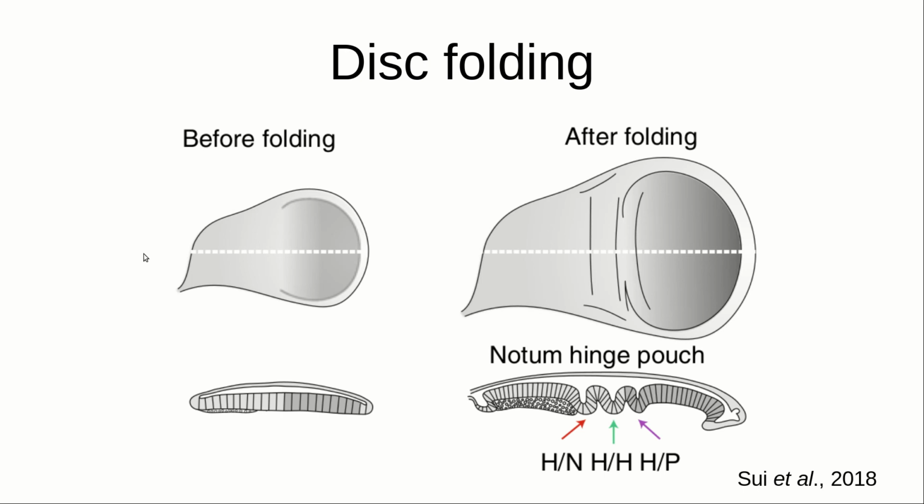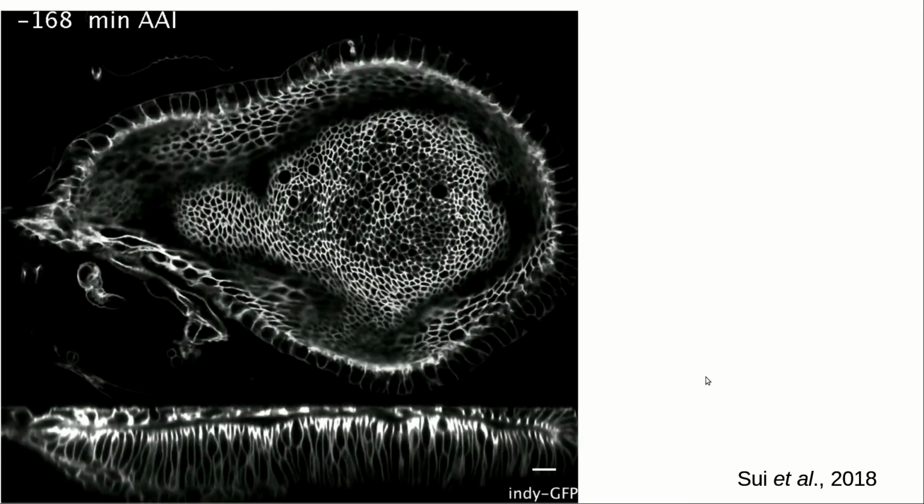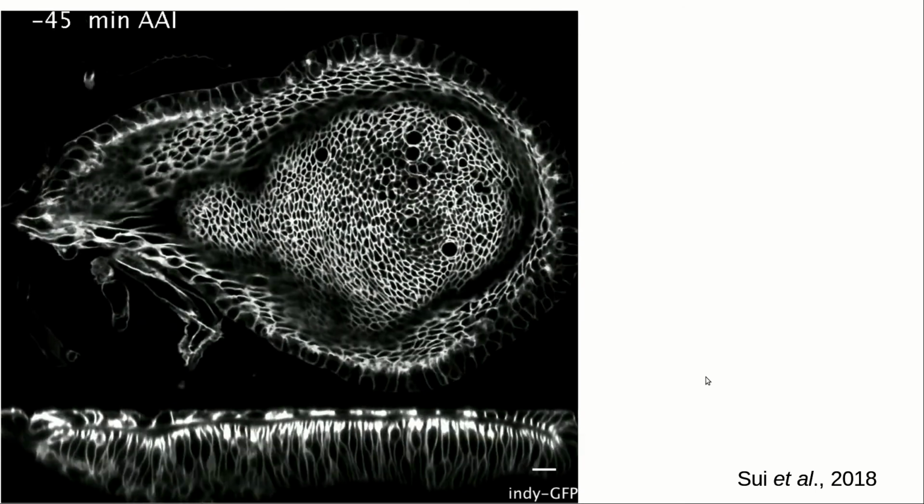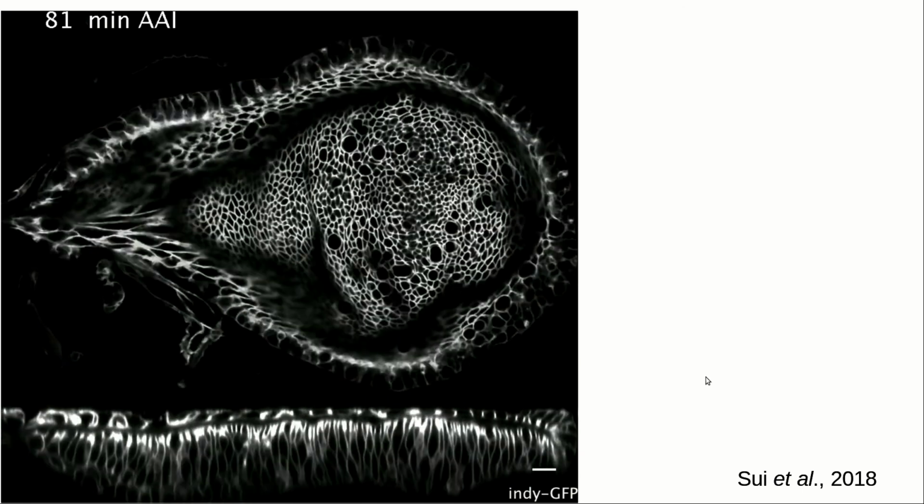Another important topic in the development of the wing disc is the formation of folds. So there are three folds in the disc: the one between the hinge and the notum, the second in the inner part of the hinge, and the third between the hinge and the pouch, which is the part which will give rise to the blade. Here there's a video of how these folds form.